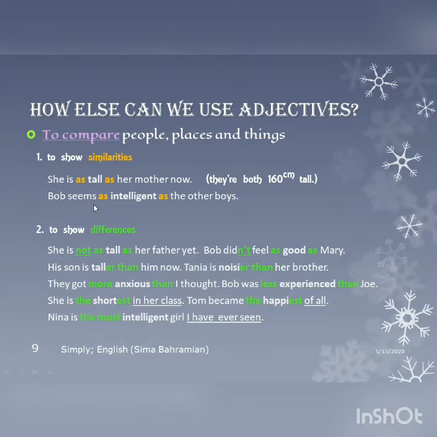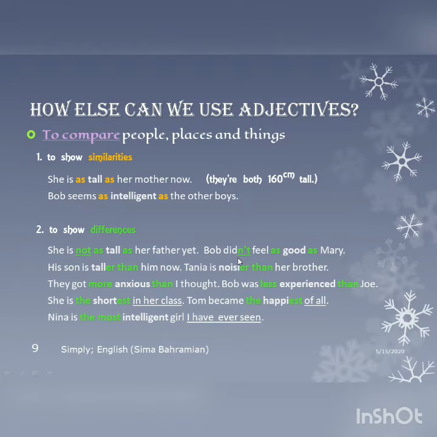This shows similarities. When it comes to showing differences with adjectives, you can use as, but in a negative sentence. She's not as tall as her father yet, so she is different from her father in height. Or Bob didn't feel as good as Mary.